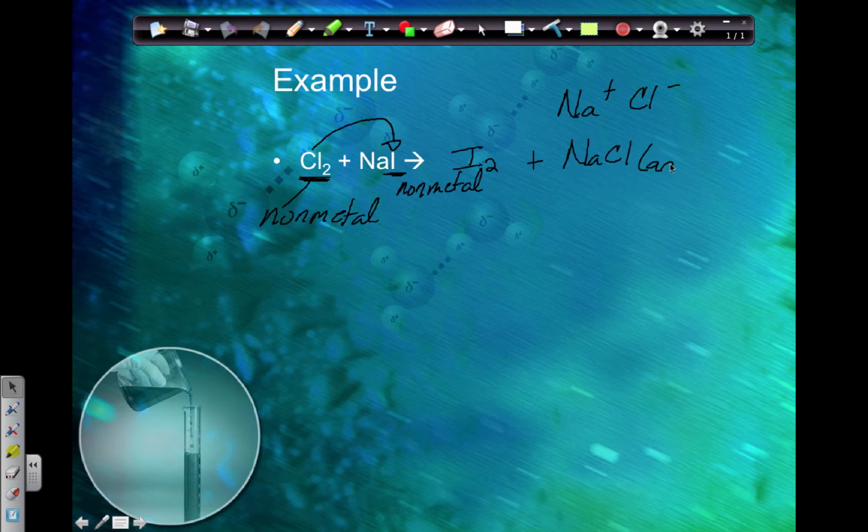And this will be aqueous, and then iodine will end up being a gas. So not a solid because it's one of the halogens. It's a gas. And this is also aqueous.